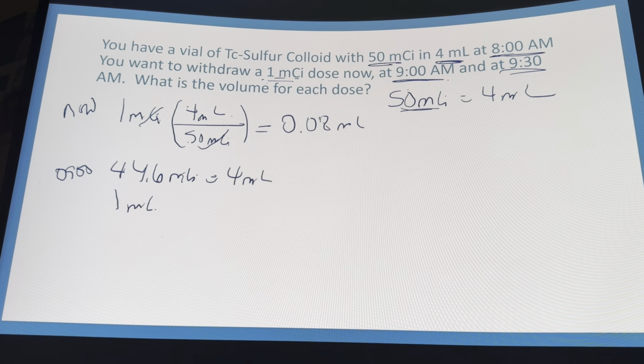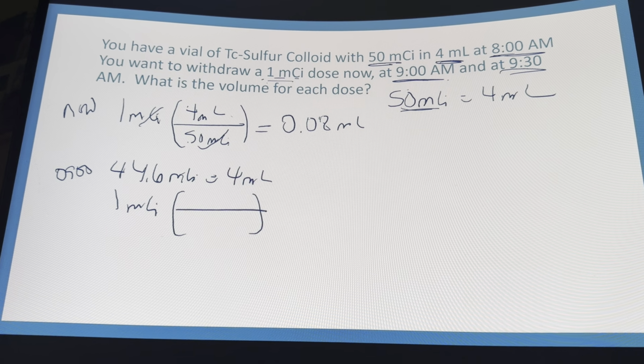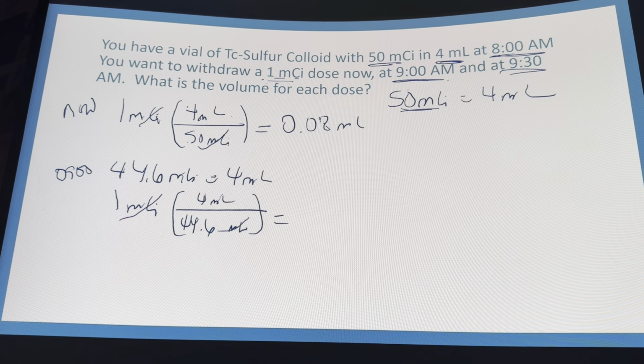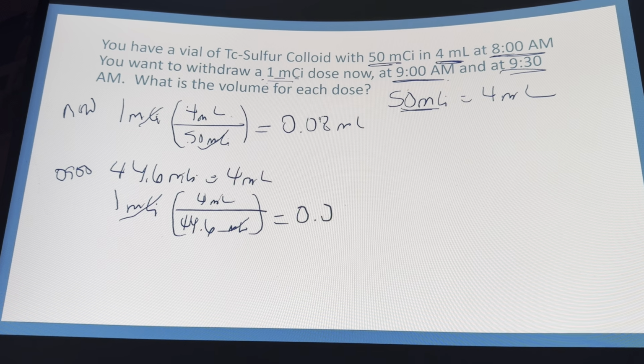Again, I need 1 millicurie. I'm going to throw in my conversion. Whatever's on top goes on bottom. 44.6 millicuries, 4 mLs on top. Millicuries cancel. 1 times 4 divided by 44.6. Now I have 0.09 ml. Well, this makes sense, doesn't it? The volume's going up because time is causing it to decay.